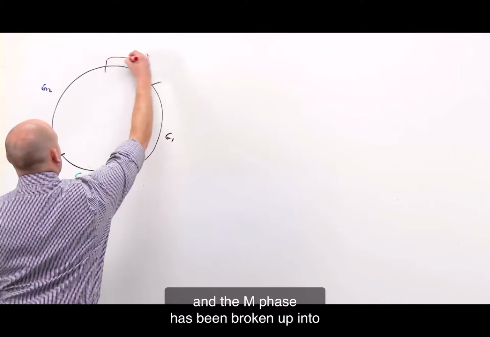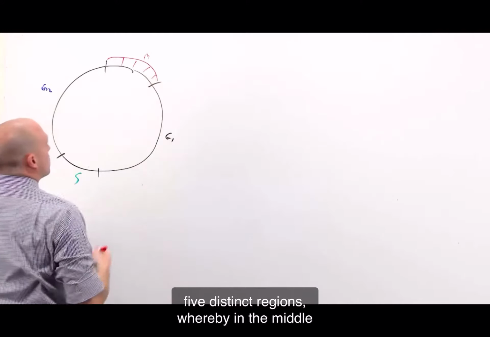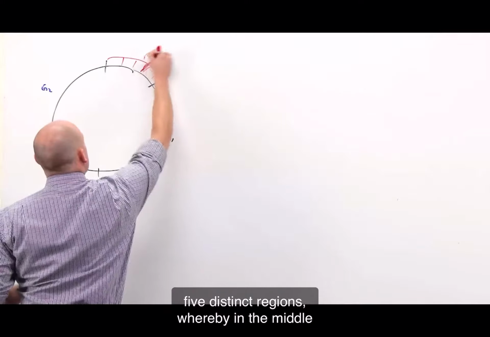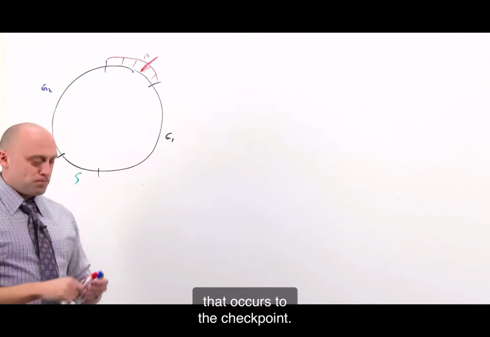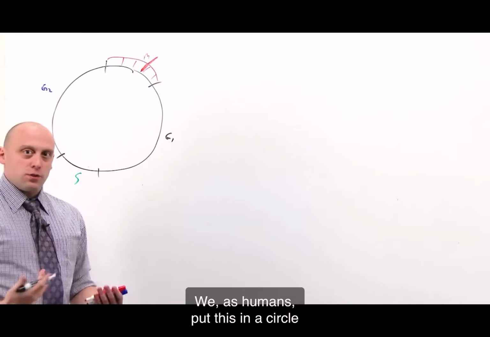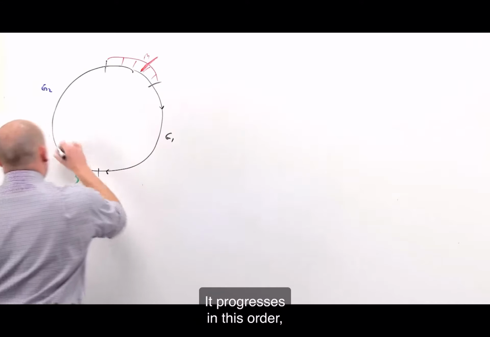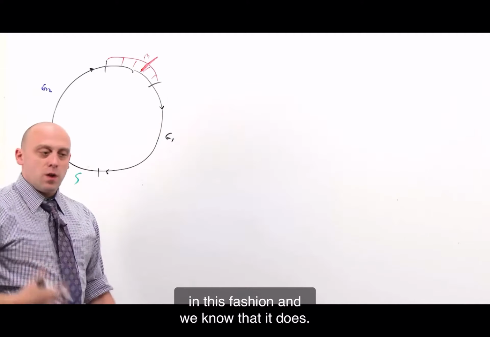And the M phase has been broken up into 5 distinct regions, whereby in the middle, right before anaphase begins, there's a checkpoint that occurs. It's a checkpoint. We, as humans, put this in a circle, and we say, OK, this is the cell cycle. It progresses in this order and in this fashion. And we know that it does.